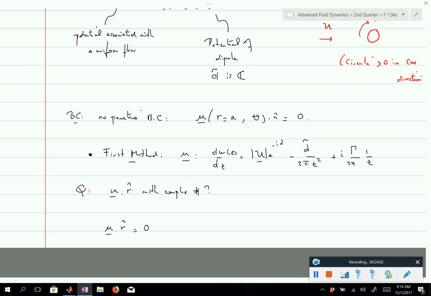At the boundary, right? So if you make sure that your cylinder is a streamline, then you impose the no-slip, the no-penetration boundary condition. Yeah? So the other method is just to write directly.